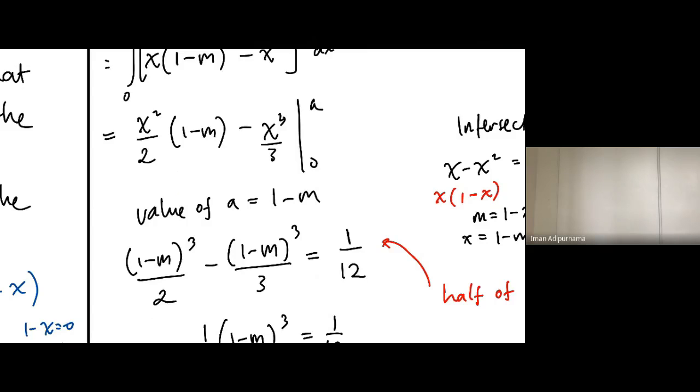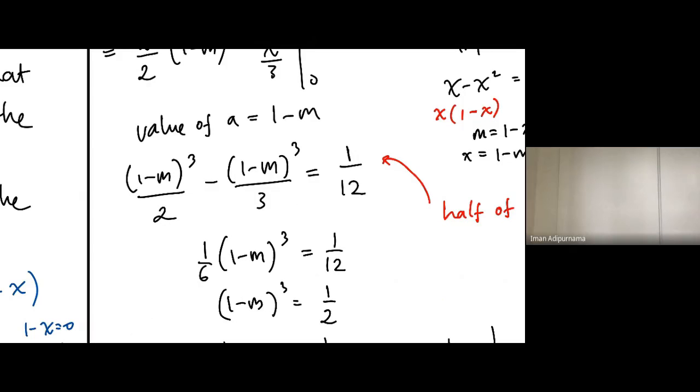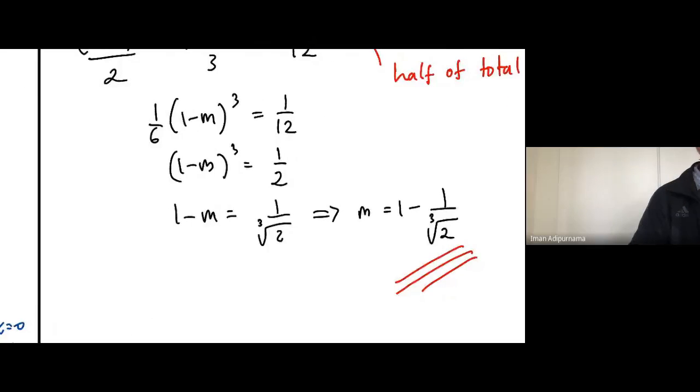So 1 minus m squared multiplied by 1 minus m is 1 minus m cubed over 2, and this becomes 1 minus m cubed over 3, equal to 1/12, half of the total area, right? And we solve it, we get this. Yeah, and then we get 1 minus m equal 1 over the cube root of 2. M is 1 minus 1 over the cubic root of 2.